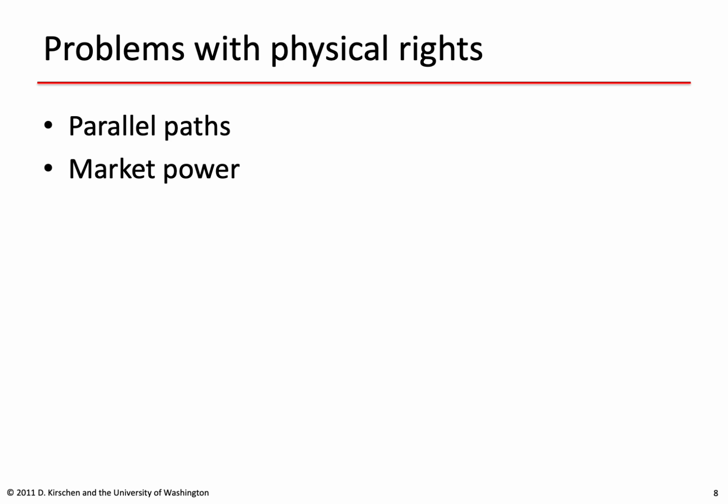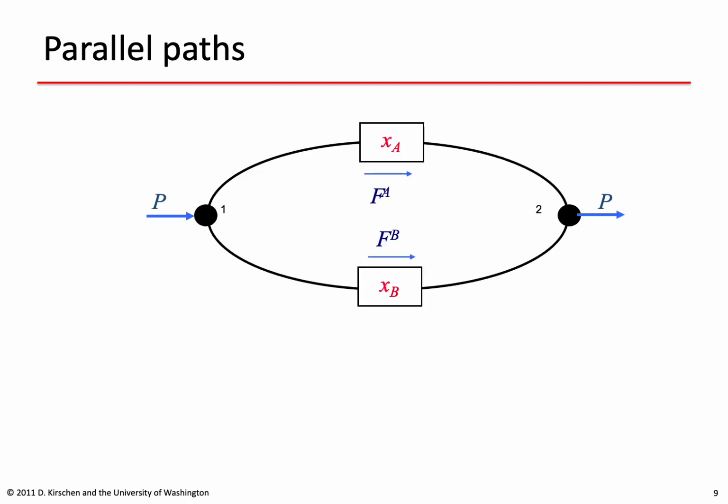However, there are problems with these physical rights. There are actually two types of problems. One comes from the fact that in a transmission network there are parallel paths, and another problem comes from the fact that it's possible to exercise market power with physical transmission rights.